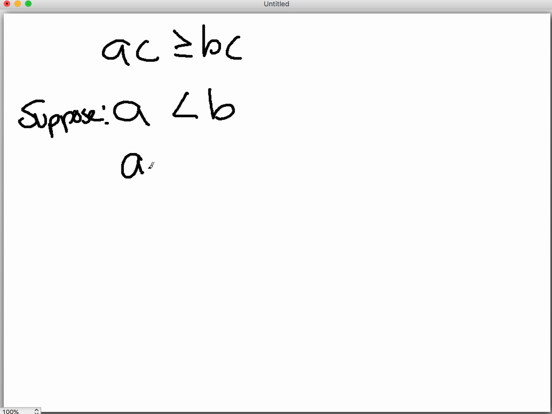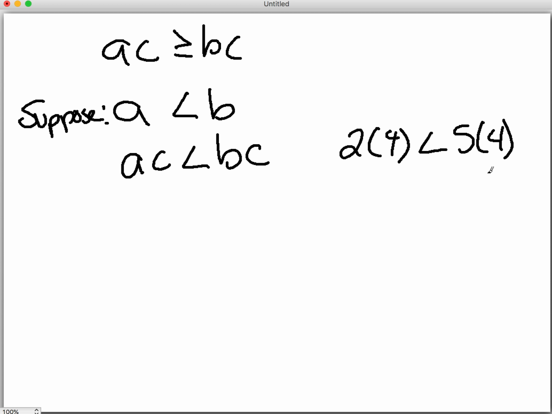If I take A and multiply it by C, and B and multiply it by C, then this is a true statement. AC would be less than BC. And you could even give a little example. You could say A is 2, times 4 is less than 5 times 4, and you can see that this is going to be true. You need to put this in your nice little proof formatting, but this is a better way to look at this proof.